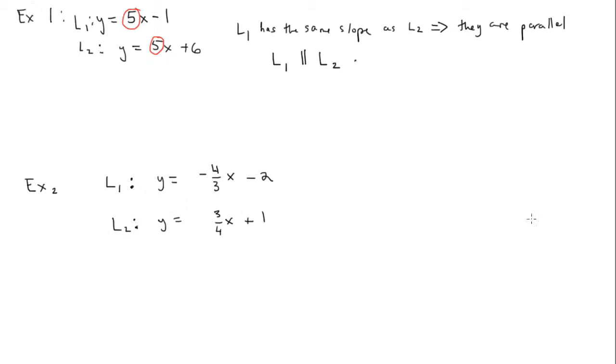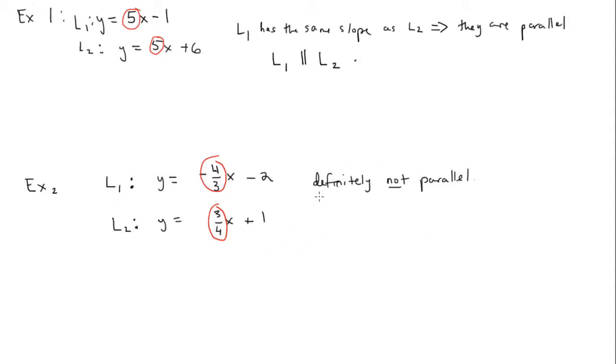Okay, so the first thing, again, let's look at the slopes. The first one has slope negative 4/3, and the second one has slope 3/4. Those are definitely not the same number, so these are definitely not parallel. But they might be perpendicular.